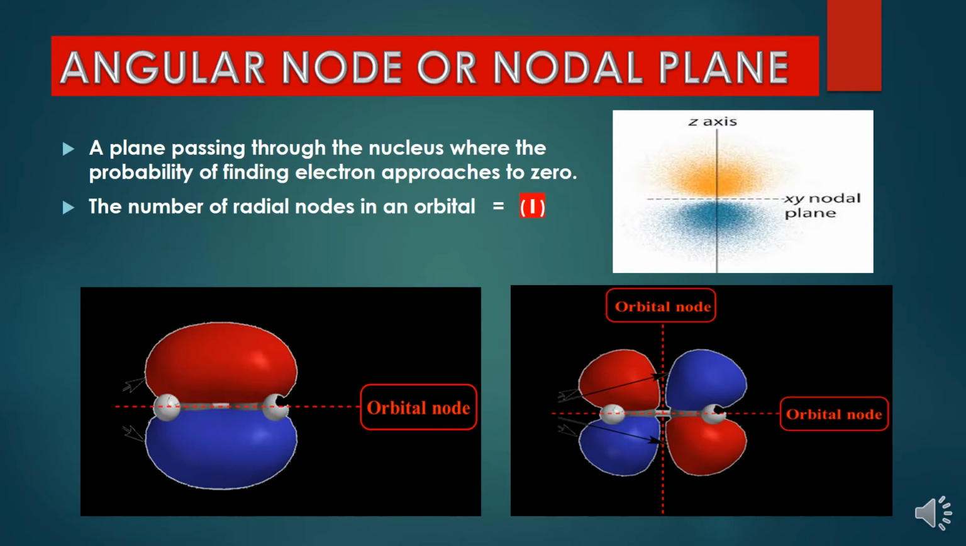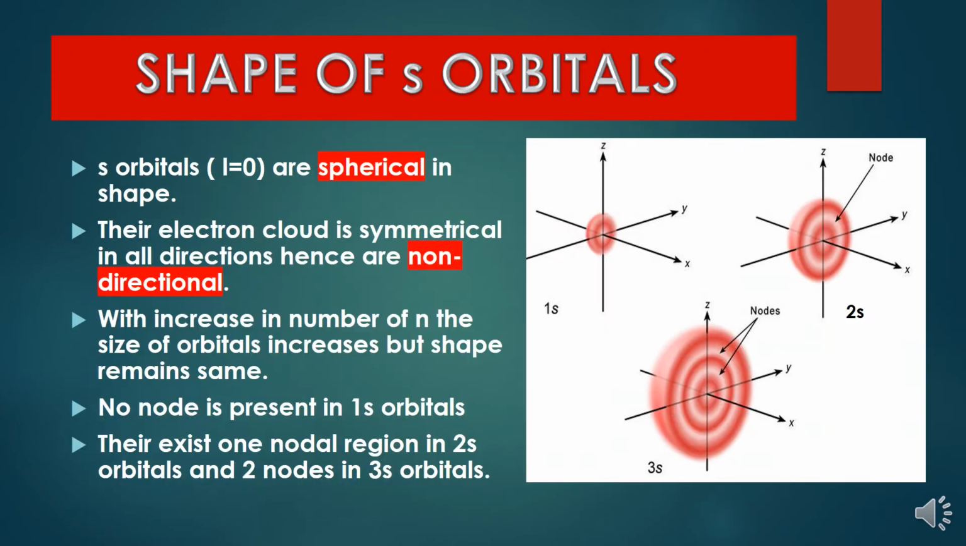So these are actually planes around which electron density is approaching zero, and the number of angular nodes in an orbital is always equal to the value of L. Suppose for p orbital, what is the value of L? It's 1. So it will always have one angular node. For d orbital the value of L is 2, so it will always have two angular nodes.